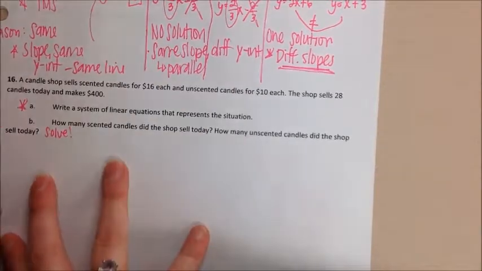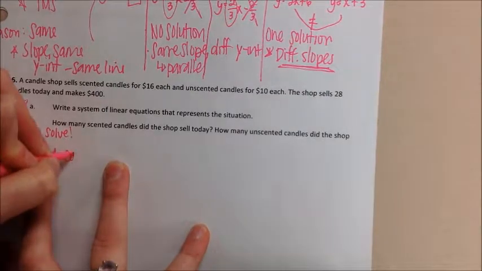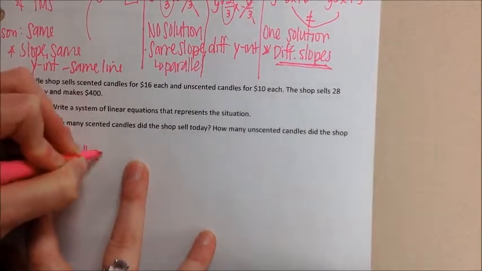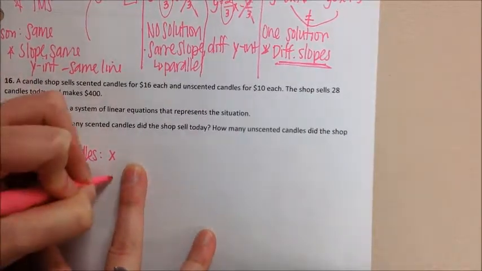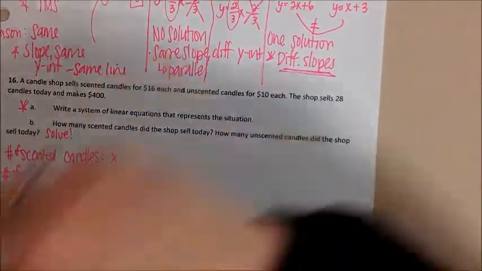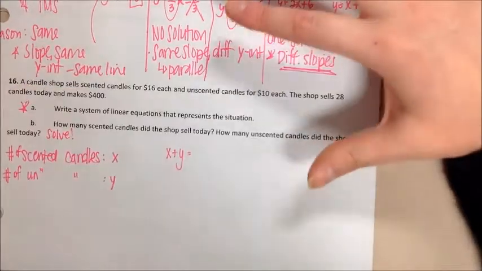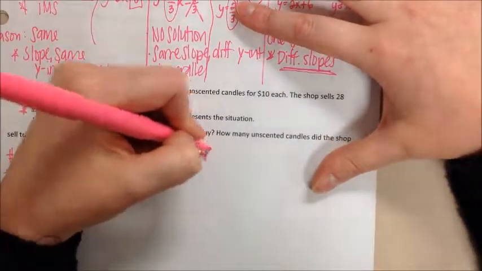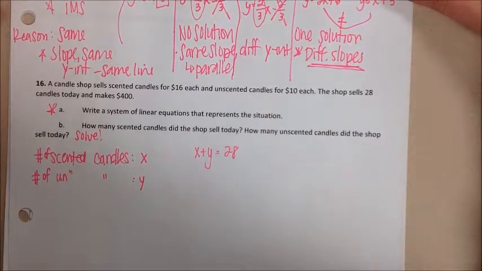Okay, so if I know that the number of scented candles is X, and the number of unscented candles is Y, okay, then I know if I add the total of those numbers up, I get 28, okay, because it told me that there were 28 total candles sold today.